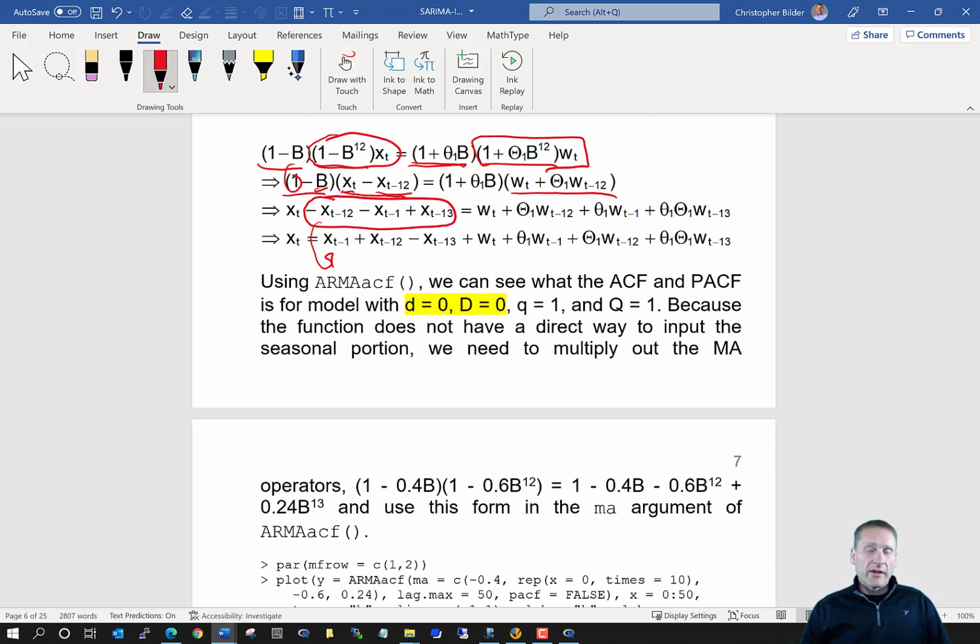So if one wanted to, let's say, simulate data from this kind of model, one could write a for loop that takes into account this structural form.